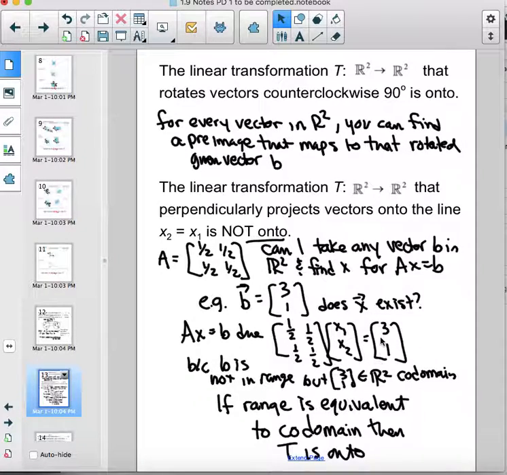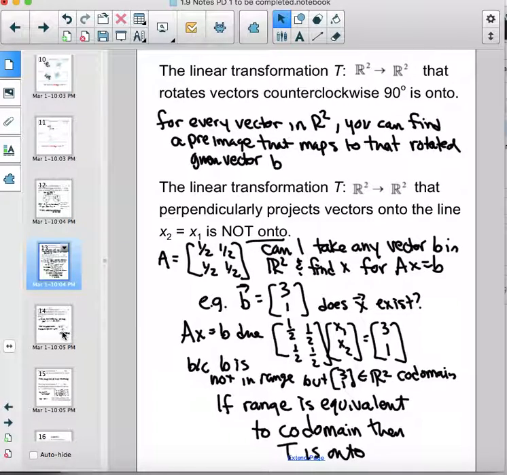So this particular b is not in the range of Ax equals b. However, 3, 1 is in the codomain. This is not an onto transformation. If the range is equivalent to the codomain, then T is onto.